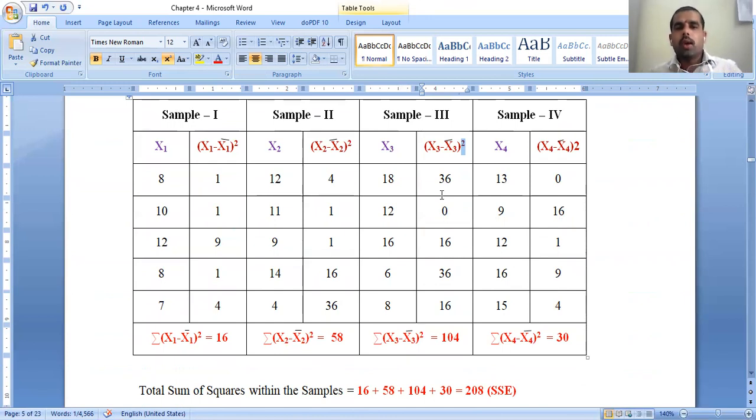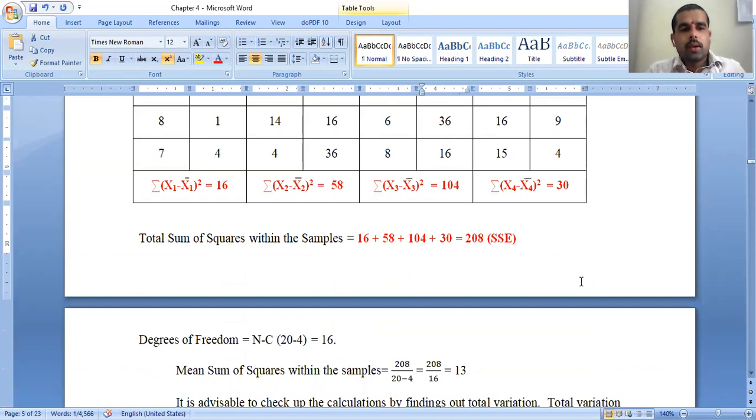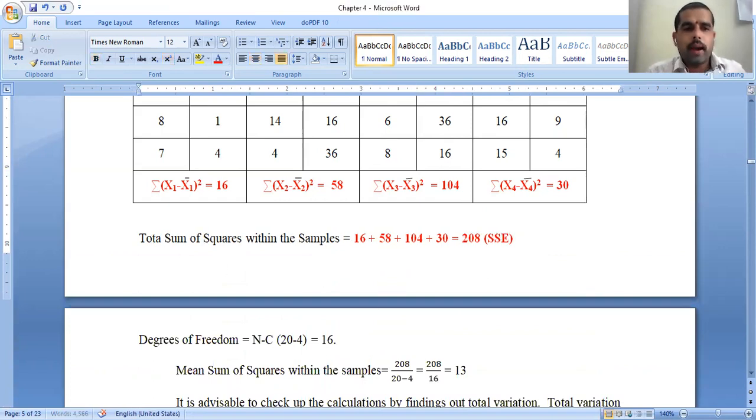16 minus 12 is 4. 4 square is 16. Then 6 minus 12, that is 6 only. Then 6 square is 36. 8 minus 12 is 4, 4 square is 16. Then again do the total: 36 plus 16 plus 36 plus 16. You got 104. The same procedure applies for sample 4 also. Sum of squares within the samples is equal to 16 plus 58 plus 104 plus 30, which is equal to 208.